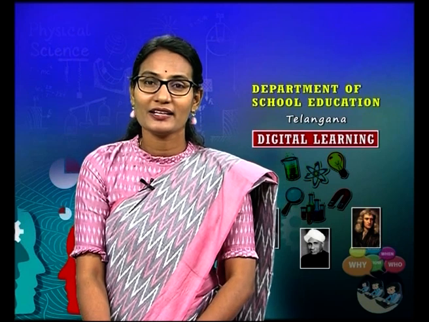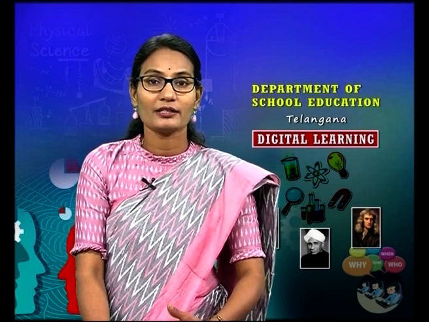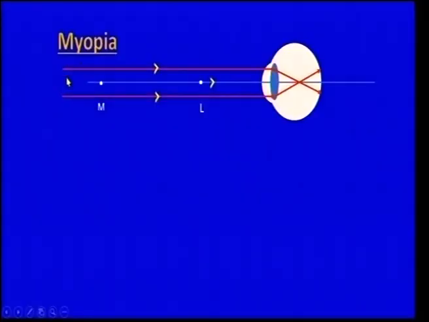For better understanding, observe this ray diagram. With the help of the ray diagram, we can understand myopia. Whenever the object is at a longer distance, the light rays come parallel to the principal axis and are incident on the eye lens, and the maximum focal length is less than 2.5 centimeters. That's why the image is formed in front of the retina, not on the retina. Due to this reason, we are not able to see the object clearly.